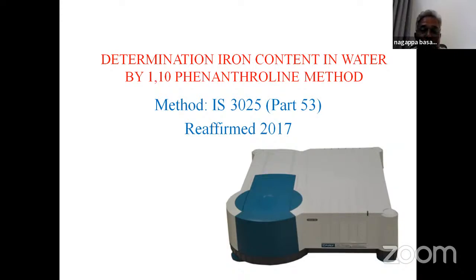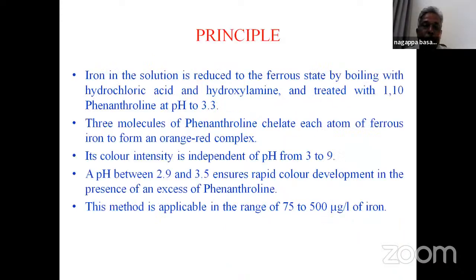The name of this procedure is the 1,10-phenanthroline method. It is also simple. Iron in solution is reduced to the ferrous state by boiling with hydrochloric acid and hydroxylamine, and treated with 1,10-phenanthroline at pH 3.3. Three moles of phenanthroline chelate each ion of ferrous iron to form an orange-red complex.